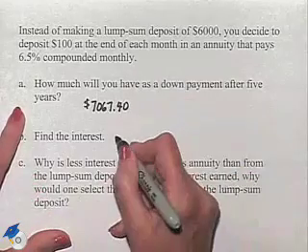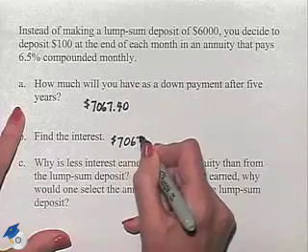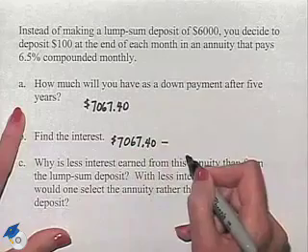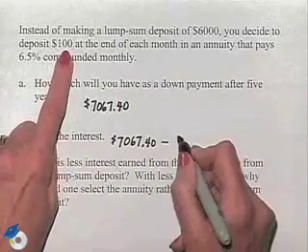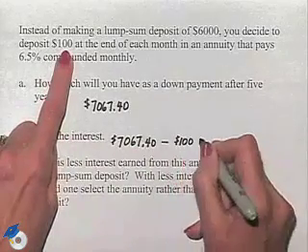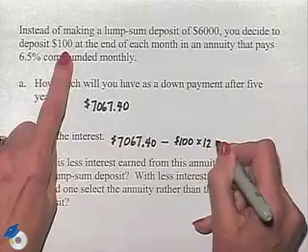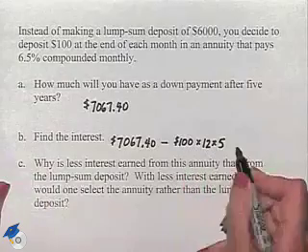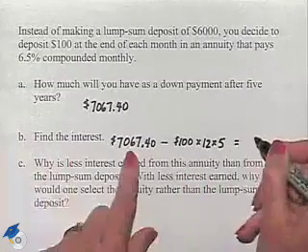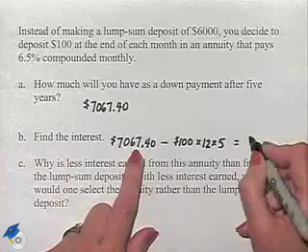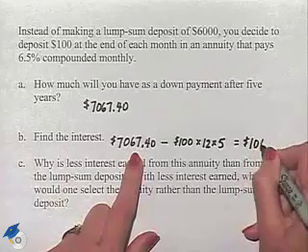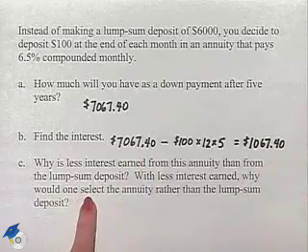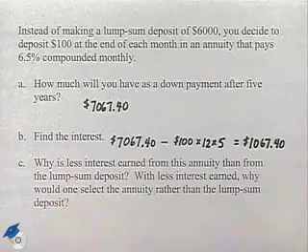So let's find the interest. We're going to take that amount, and we're going to have to subtract from it the amount that we've invested. We'll notice that we have $100 that we're going to be paying every month, and we're going to do that for 5 years. So we're going to multiply $100 times 60, which would be $6,000. Subtracting that from $7,067.40 leaves us with a difference of $1,067.40.